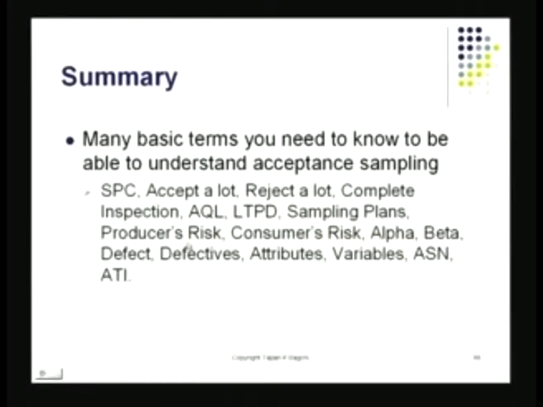So we've got producer's risk, we've got consumer's risk, we've got alpha, beta. These are the probabilities for that.